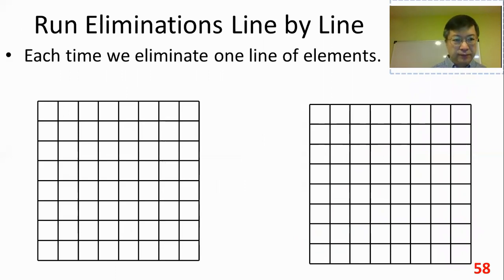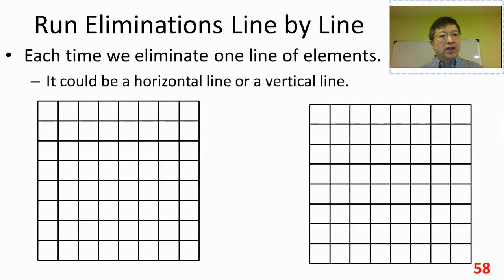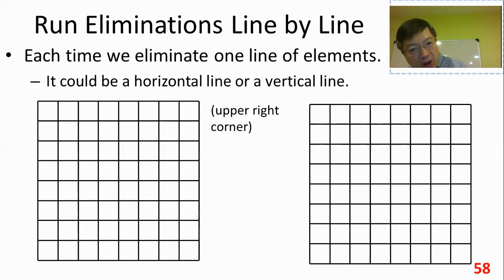Okay. Each time we eliminate one line of elements. Okay. So it could be a horizontal line or a vertical line. So it depends on the value of the comparison, greater or smaller. Okay. So equal, that's easy. So we find it, we stop. So we mainly focus on greater than and less than cases. All right. So we start from the upper right corner.